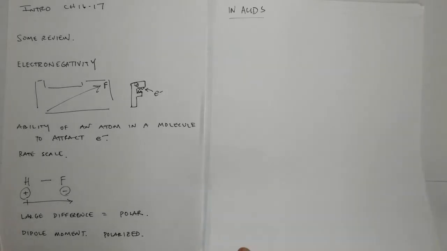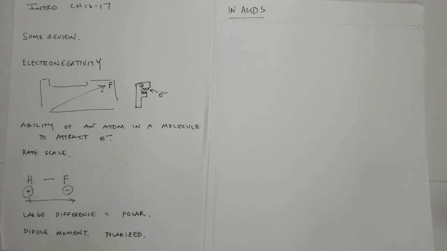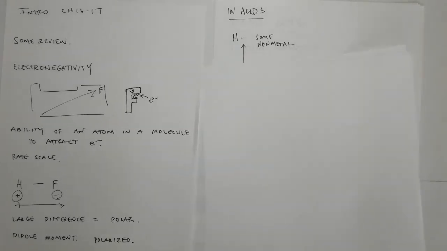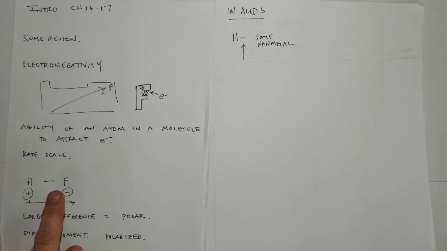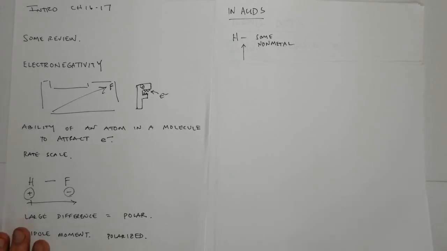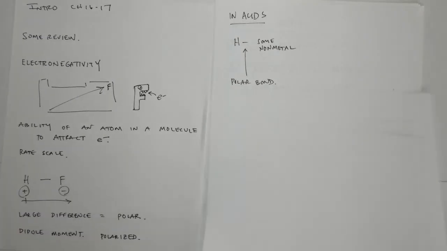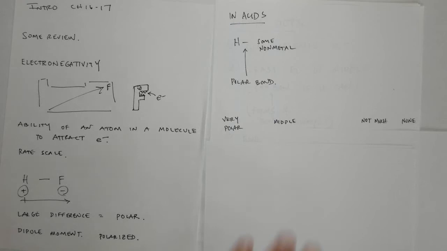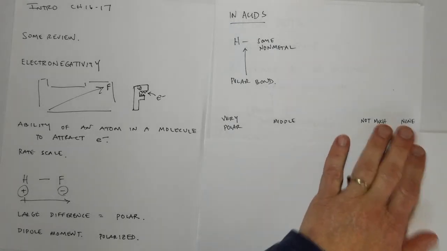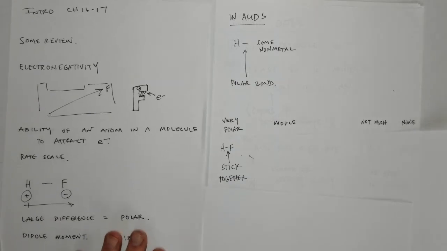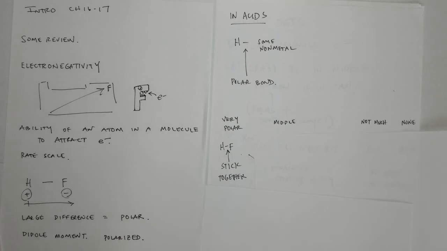Well, this makes a difference in acids, because in acids we want an H bonded to some nonmetal. And this H, of course, is donated in acids or given away. And the ability of the nonmetal to hang on to the H decides how strong or weak the acid is. So how polar is this bond? Well, here's a little rating scale that you can write down. First of all, very polar, middle polar, not much polar, no polar at all. And so HF would be one that sticks together really, really well because there's a large difference in electronegativity.